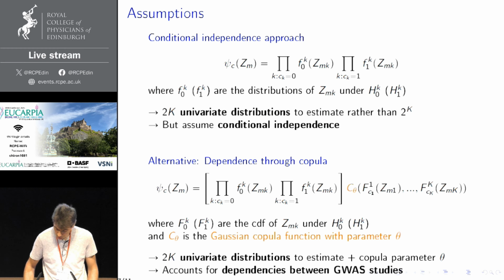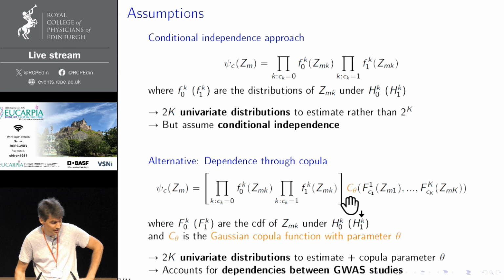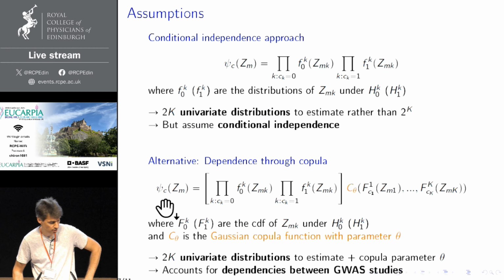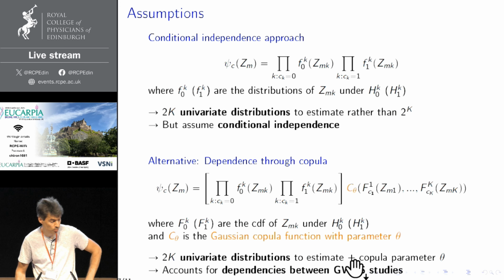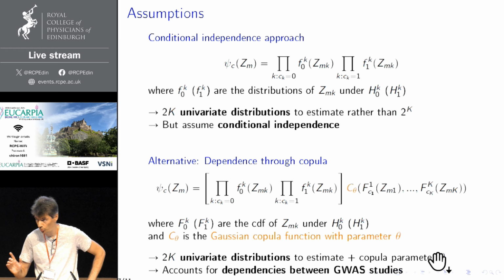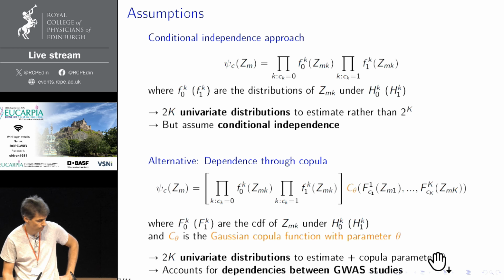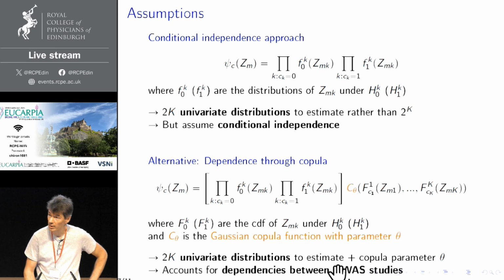Okay? So here we will have an important assumption, that is that this copula is actually common to all the distributions phi c. So what we have to estimate are 2k univariate distributions, which is not too difficult, plus the parameter of one copula function, that is not too difficult now. And if we do that, we do account for dependency between GWAS studies.